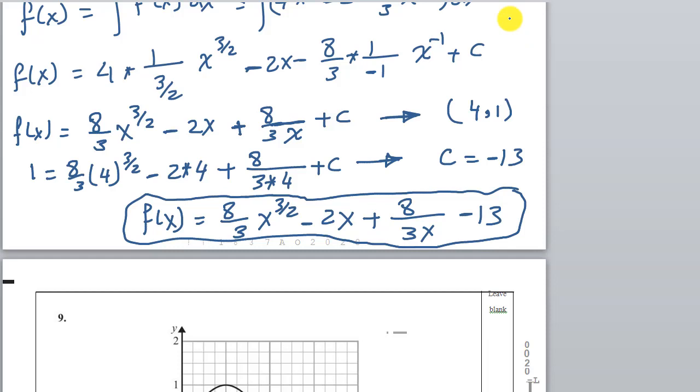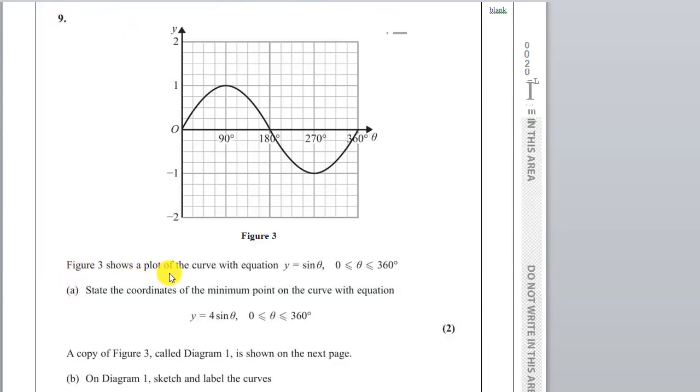Let us go ahead to another question. Figure 3 shows a plot of the curve with equation y equal to sine theta, where theta is bigger than or equal to 0 and less than or equal to 360. State the coordinates of the minimum point of the curve with equation y equal to 4 sine theta. Here y is equal to 4 sine theta. Now for the curve of sine theta, where theta is from 0 to 360, the other one, y equal to 4 sine theta, will be the same shape but scaled, and the minimum value here will equal 4 multiplied by minus 1, so minus 4.